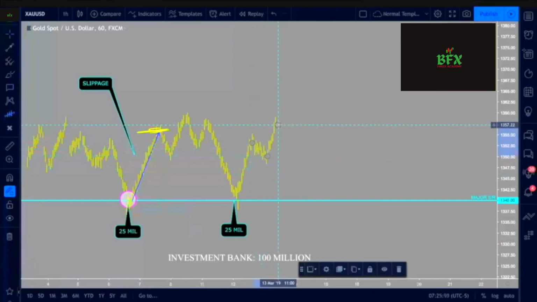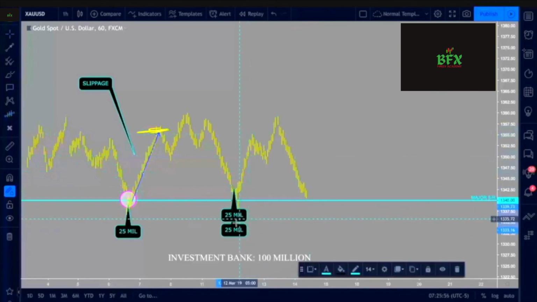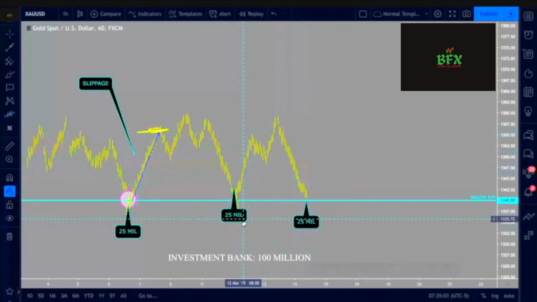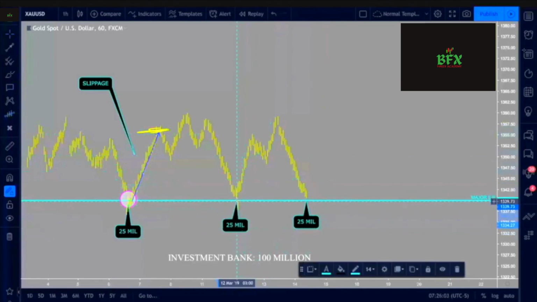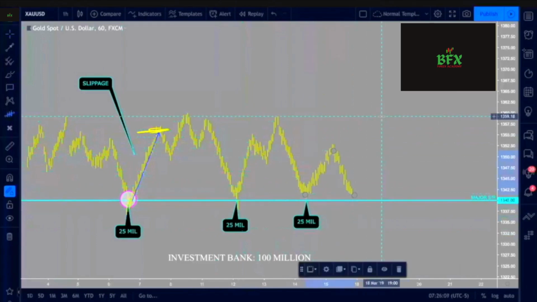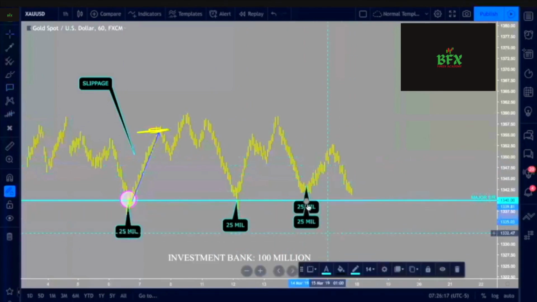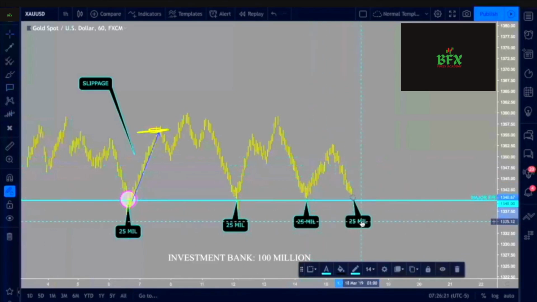Price will do its thing, and then when price comes back down, what happens? Another $25 million is filled right here. So each time price reaches this level, it's filling orders. Now watch what happens, because this is interesting. We get one more order fill here. Let's go ahead and mark that right here. We get one more order fill right here.